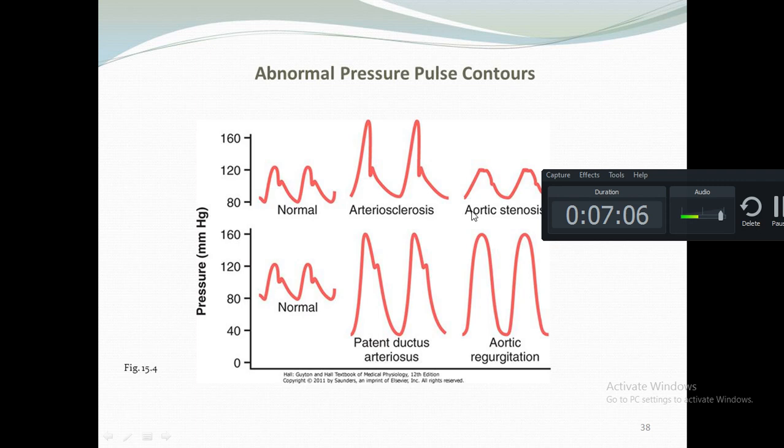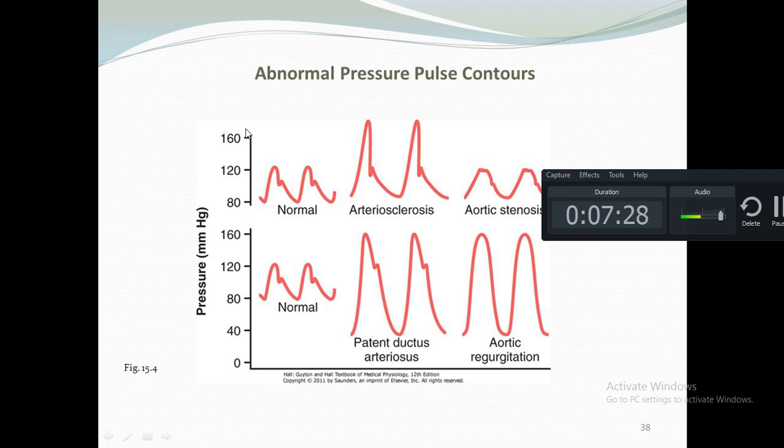These are the diagrams showing the abnormal pressure contours. You can see here the normal contour is the pressure wave from 80 millimeter to 120 millimeter with the presence of this incisura. In arteriosclerosis, because of the hardening of the vessel, the systolic pressure becomes very high.